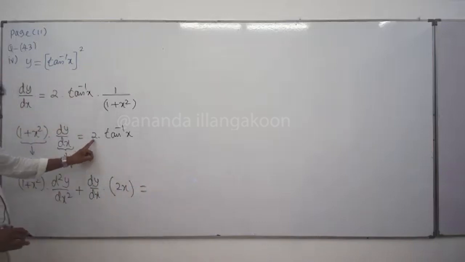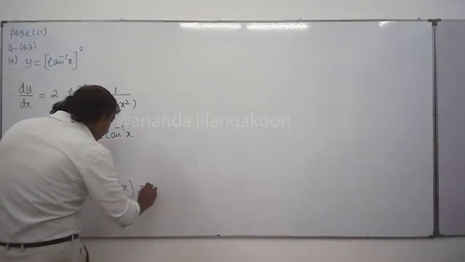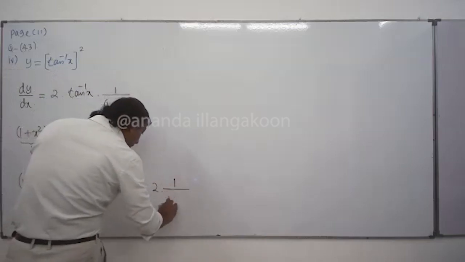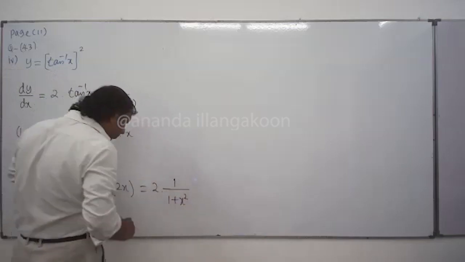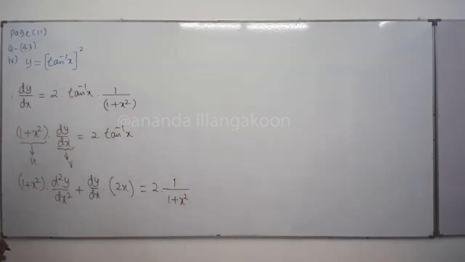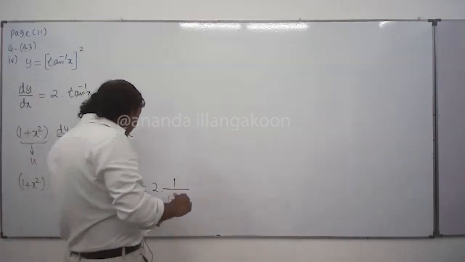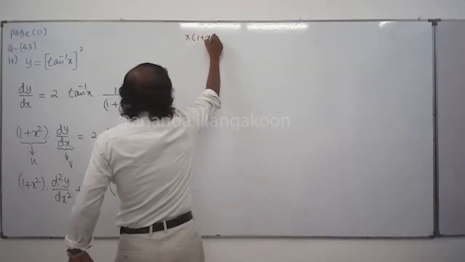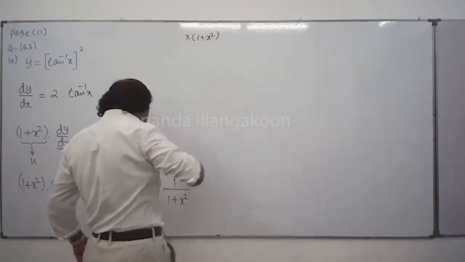On the right hand side, this 2 tan inverse x, and this tan inverse x as a product. In that situation, you know the constant we have to keep the same. Tan inverse x derivative is 1 over 1 plus x squared. Okay, right, people. Now, multiply again both sides by 1 plus x squared.